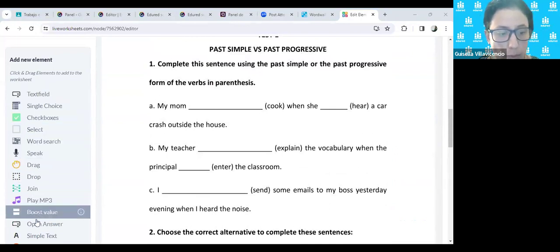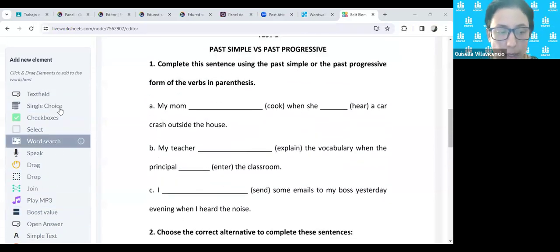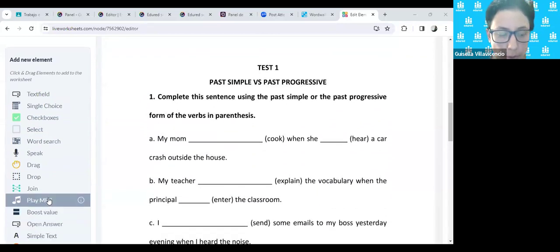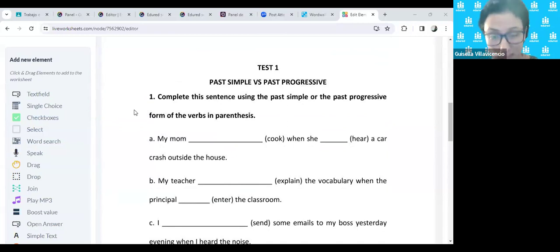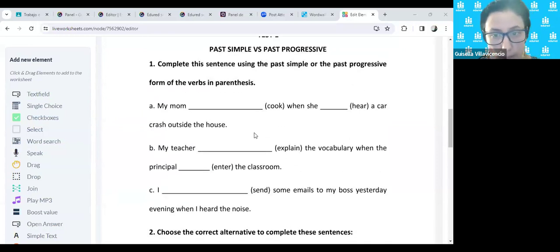Acá tengo todos los elementos que le puedo agregar a mi test. Miren, chicos, lo lindo del Live Worksheets es que tenemos incluso opción de subirle video, tenemos opción de nosotros grabar nuestra voz, tenemos muchas más opciones para crear acá exámenes mucho más completos que Word. Por eso sí se puede usar como examen. Right? Ahora, lo que yo voy a hacer aquí en esta actividad es lo que quiero que los chicos elijan. No que lo escriban, sino que lo elijan. Entonces voy a elegir esta opción que dice Single Choice.